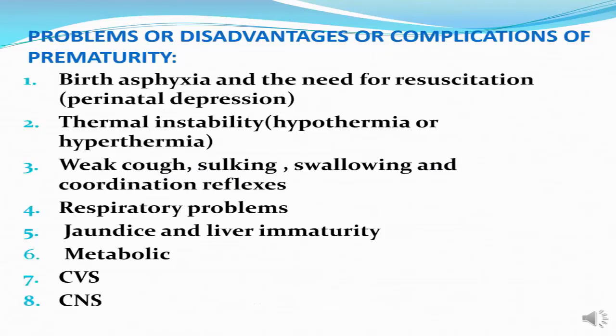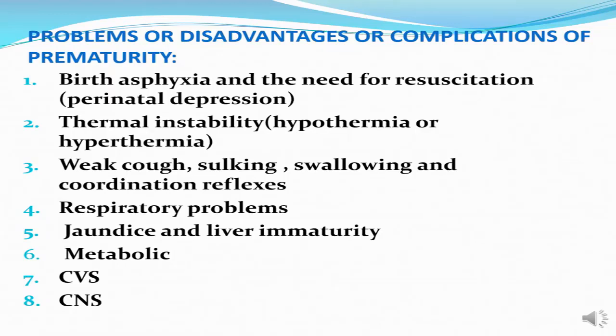What are the complications of being a premature baby? These include birth asphyxia and the need for resuscitation, called perinatal depression, due to immature respiratory center in the brain, flared chest wall, and deficiency of surfactant. Thermal instability, whether hypothermia or hyperthermia, can occur as a complication of prematurity. Hypothermia is due to immature heat regulating center in the brain, poor motility, little subcutaneous fat, and large surface area of the body and skin compared with body weight. They have weak cough, suckling, swallowing, and coordination, and this predisposes them to aspiration pneumonia.